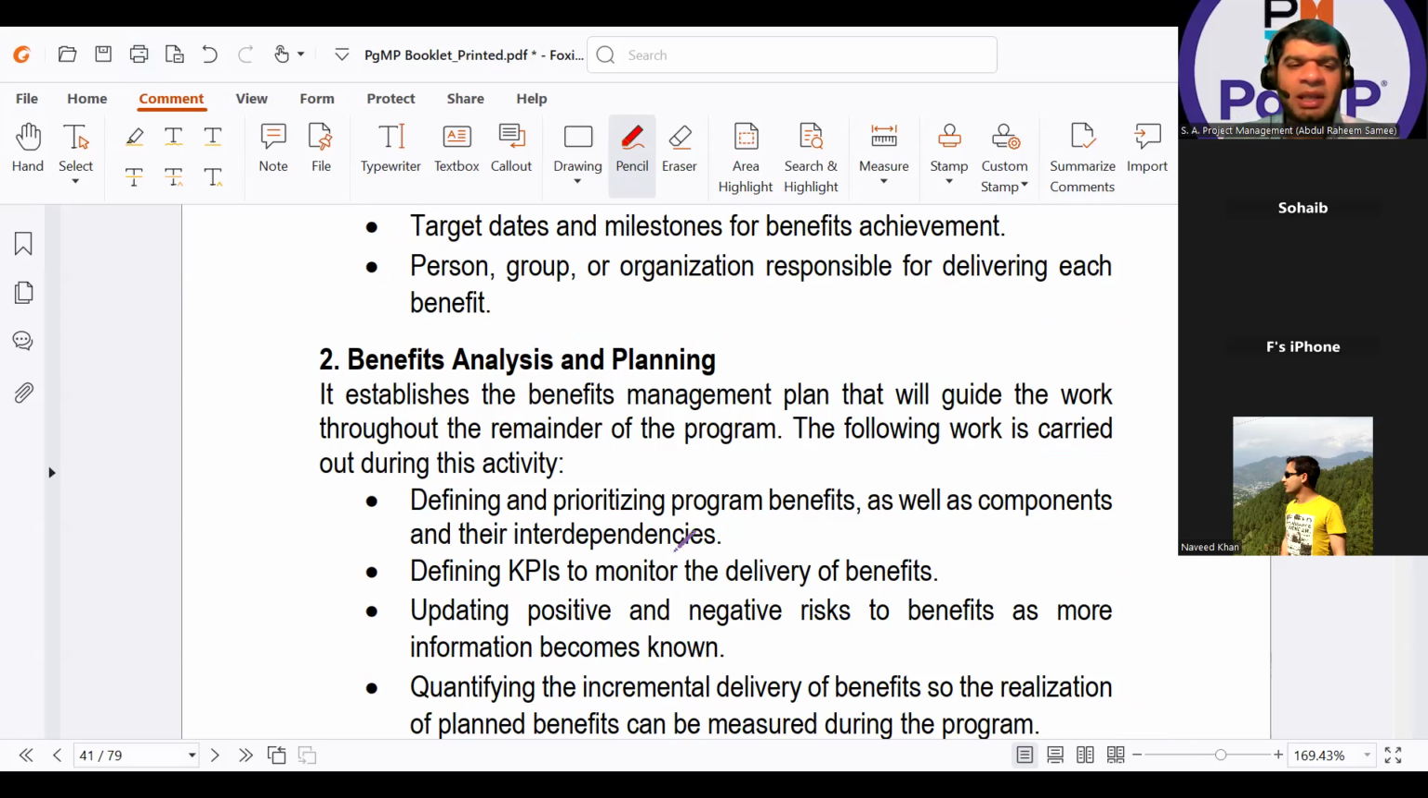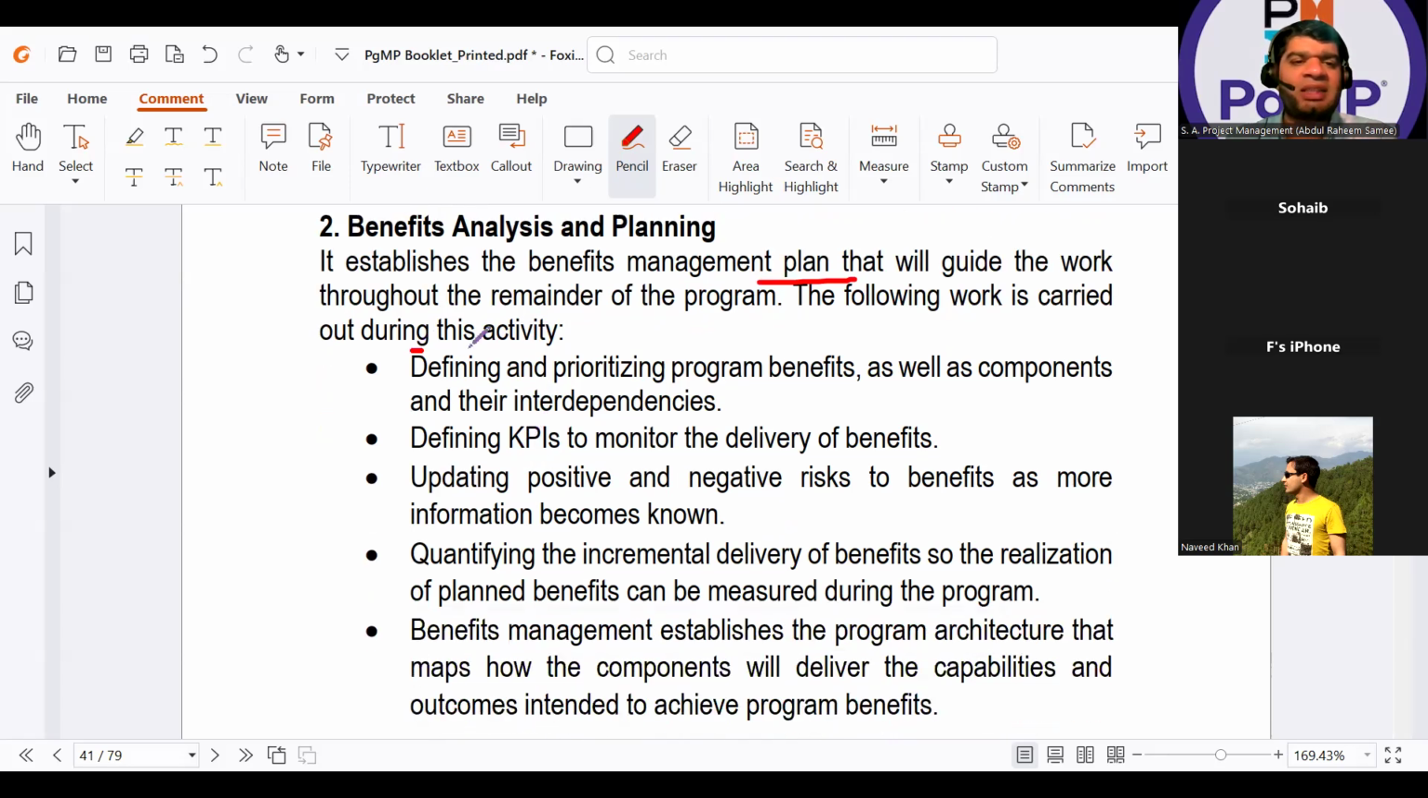Benefit analysis and planning. It establishes the benefits management plan that will guide the work throughout the remainder of the program. Plans actually tell how you are going to achieve the benefits, how you are going to do the work. The following work is carried out during this activity. So clearly I have written here, this is your activity, conducting benefit analysis and planning.